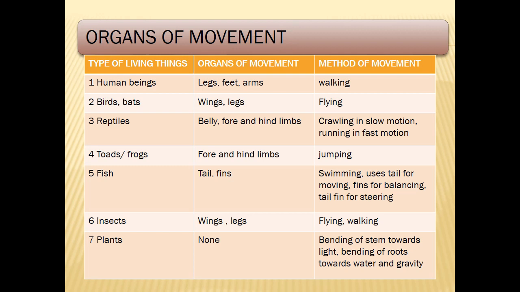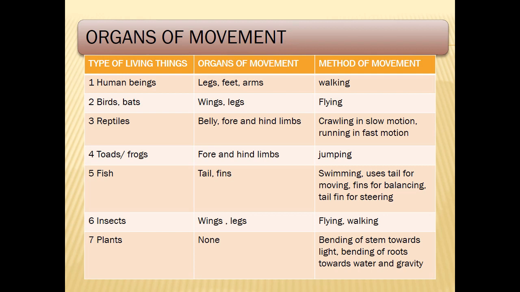Number 5, fish. And fish use the tails and the fins. And the method of movement is swimming. Uses tail for moving, fins for balancing, tail fin for steering. So the swimming can be done using the tail, using the fin, and using the tail fin. The tail is used for moving, the fins are used for balancing, and the tail fin is used for steering.